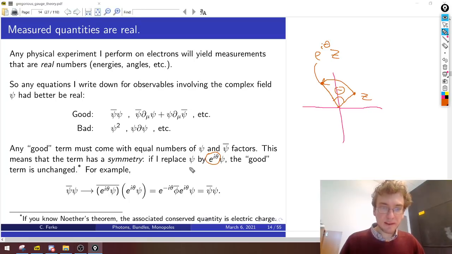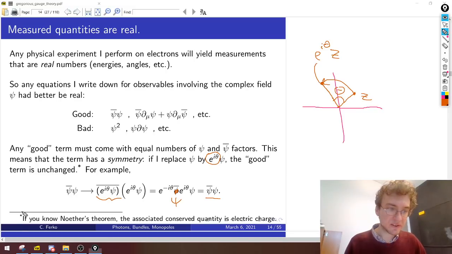So here's the symmetry. If I decide I don't like the output of this function psi, I would prefer to replace it by a different output at each point, which is just this number e to the i theta times the old output psi. That's a replacement I could make. But if I make that replacement, all of the good terms will be unchanged. So for instance, this good term we were talking about before, if I replace psi by e to the i theta times psi, well, the conjugate here is just going to reverse the sign of this angle, because the bar of e to the i theta is e to the minus i theta. So I'm left with, this is a typo, that should be a psi, I'm left with e to the minus i theta, e to the i theta, psi bar psi, which is the same. So replacing the output by this rotated output does not change any of the good terms.